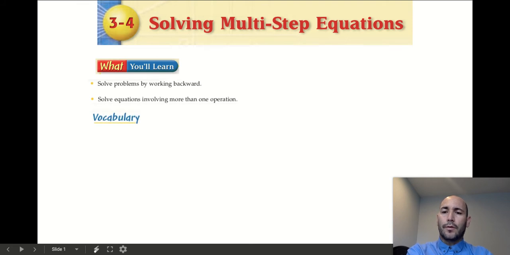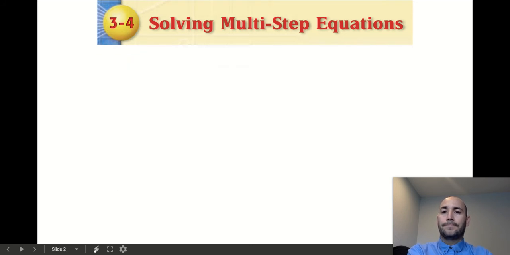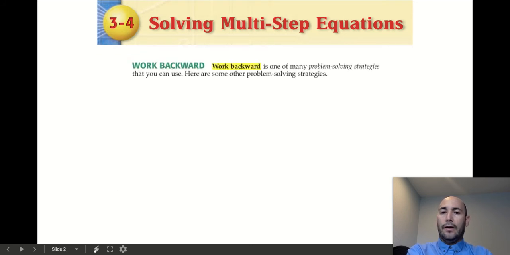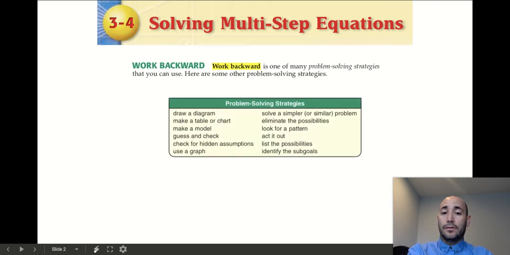Some vocabulary you want to keep track of is the idea of working backwards, multi-step equations, consecutive integers, and number theory. Working backwards is one of many problem-solving strategies that you can use. Some other problem-solving strategies are drawing a diagram, making a table or a chart, making a model, and guess and check. These are all examples of different problem-solving strategies that I'm sure you've done before, but working backwards is the one we're going to focus on today.